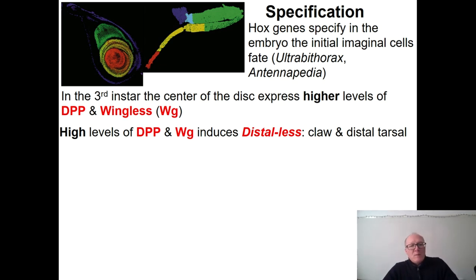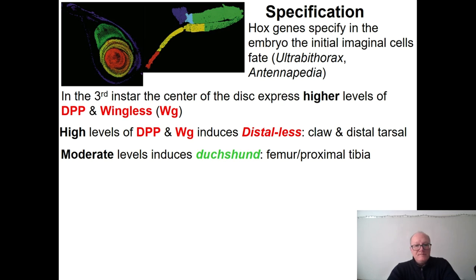High levels of Dpp and Wingless induce the expression of Distal-less. And here, in this picture, you see in red the region of expression of Distal-less. Distal-less is expressed in the center of the imaginal disc. And then you can see here the structure of a formed leg, and you see that Distal-less is expressed in the most outward, the most distal part of the leg. So you see that the cells that express Distal-less, which are in the center of the spiral of the imaginal disc, now are located more distally in the leg.